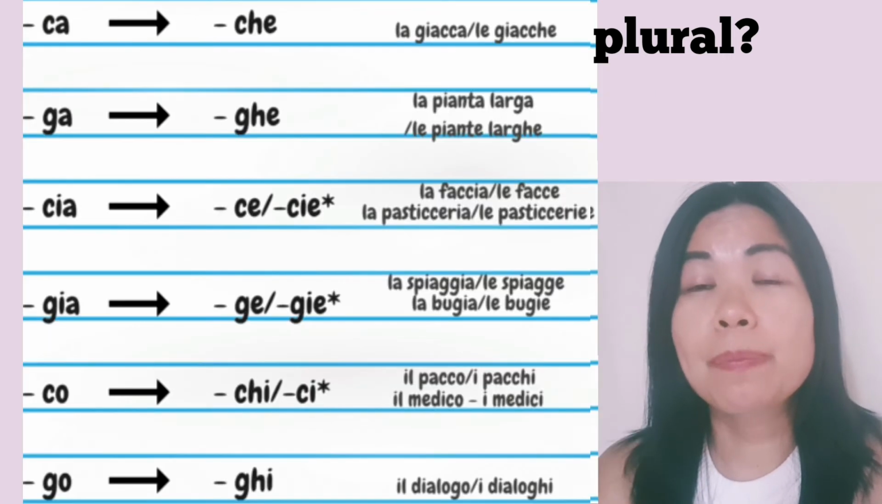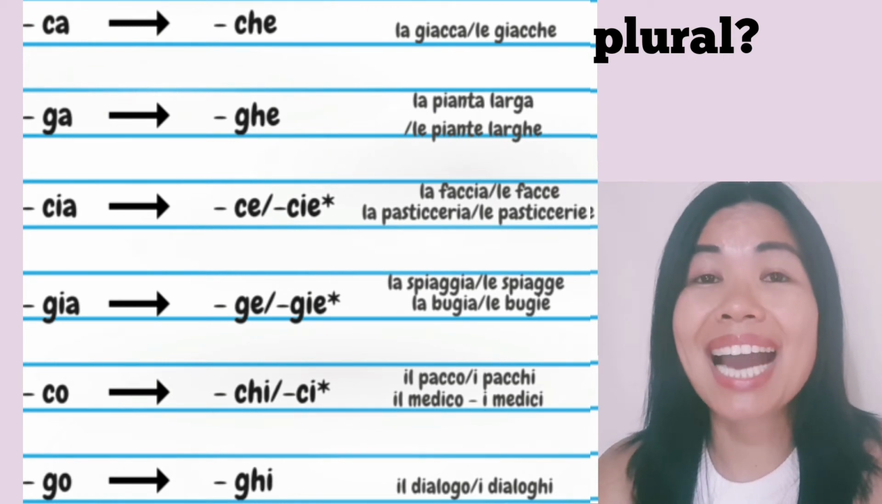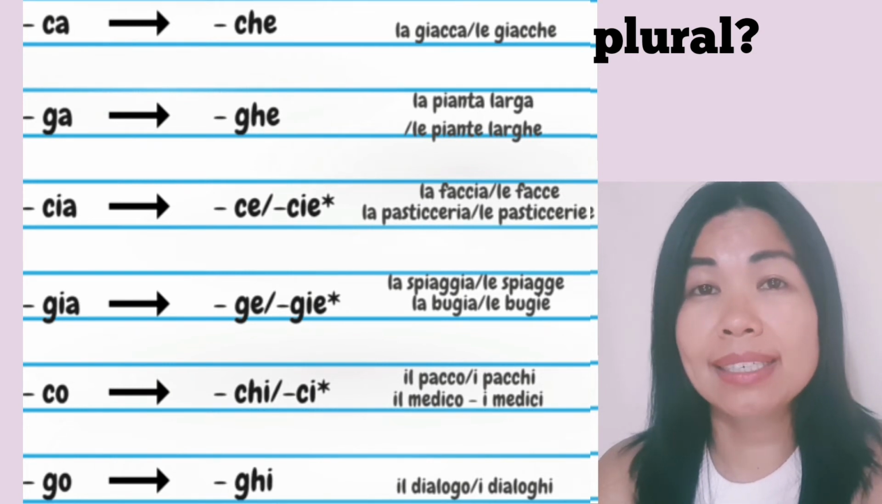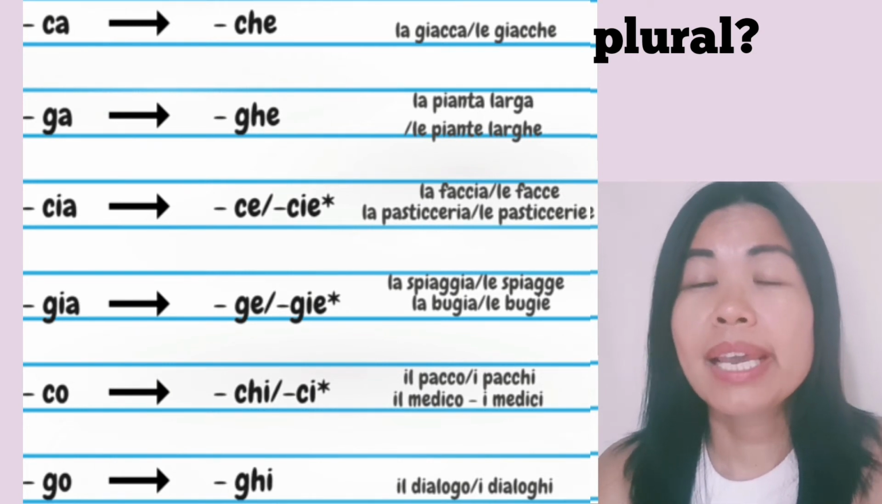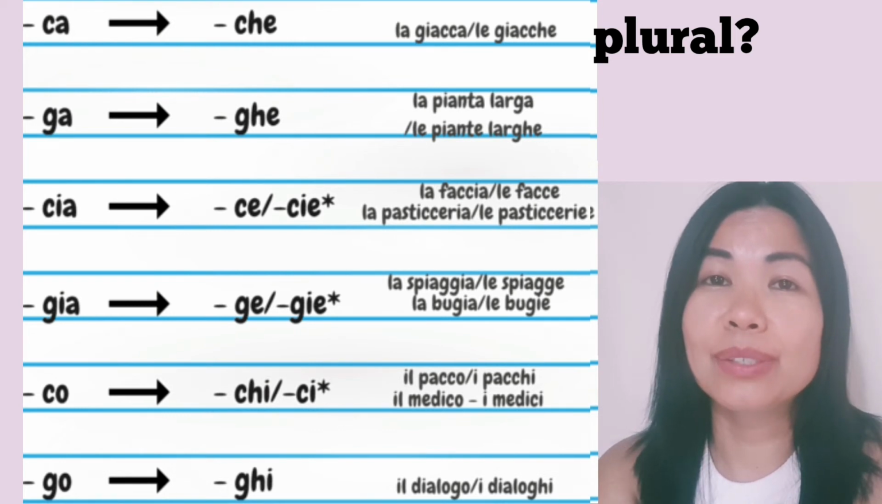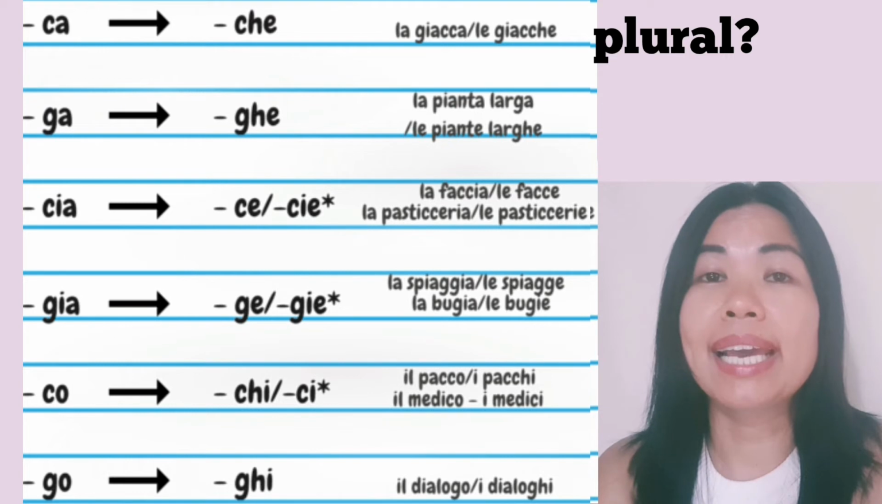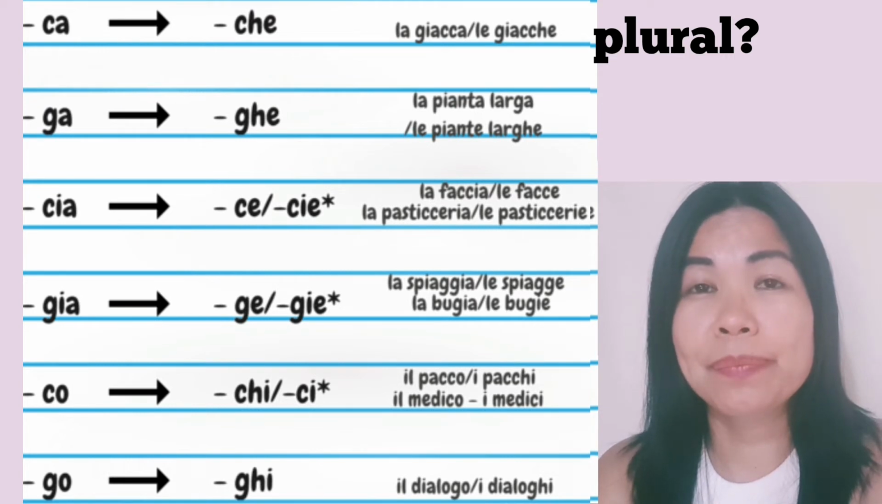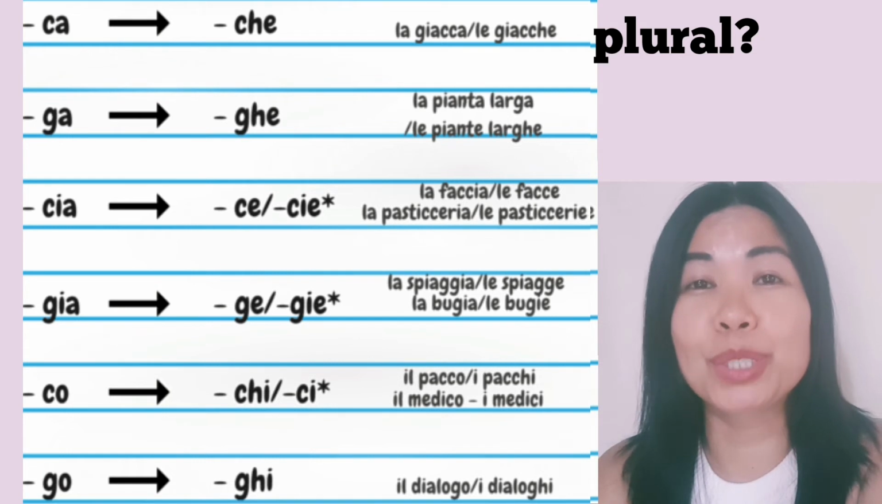So some feminine nouns end with ca in Italian. To form their plural, you have to change ca into che, like giacca, giacche. And then the ga, you have to change ga into ghe, like larga, larghe. And the cia, you have to change cia into ce or cie. Sometimes you have to change the noun into ce, and sometimes you have to change it into cie. It depends on the word. Also here you have to learn this by heart. It means you have to remember them.